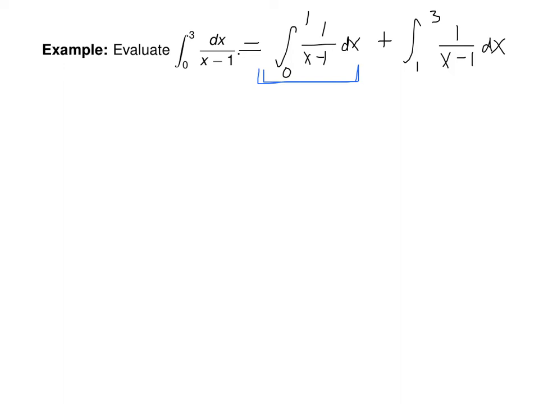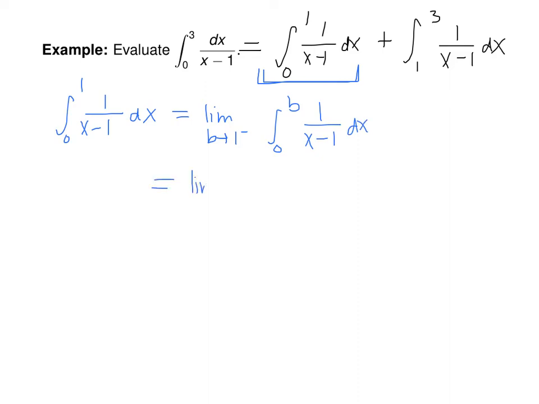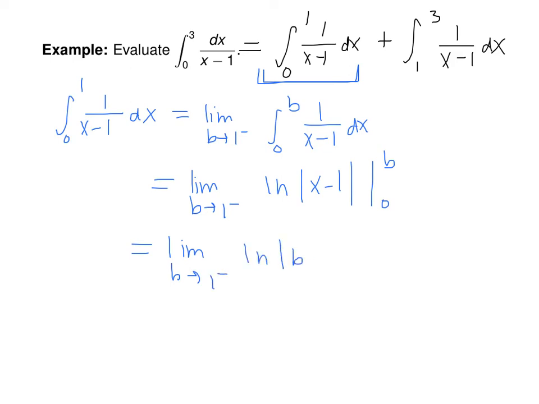So for the first one, 0 to 1, 1 over x minus 1 dx, the problem's at 1. So we'll find the limit as b goes to 1 from the left, 0 to b of 1 over x minus 1 dx. So that's the limit as b goes to 1 from the left, ln absolute value x minus 1, evaluated from 0 to b. Maybe a couple problems here. The limit as b goes to 1 from the left, ln of b minus 1, minus ln of negative 1. In absolute value bars, so that'll be ln of 1.